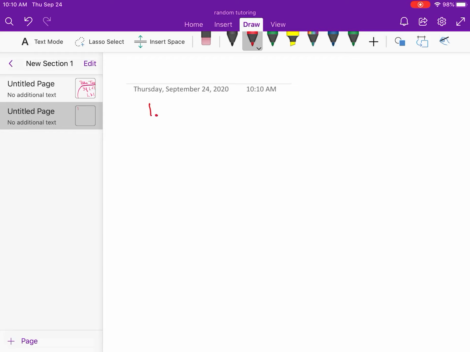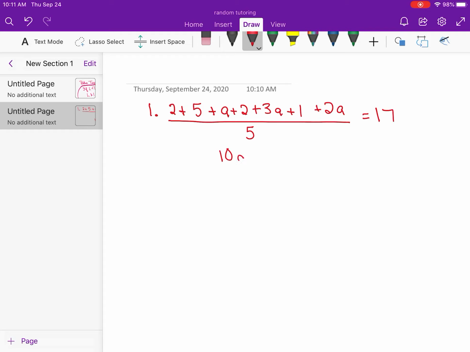The first question, and these weren't necessarily in the same order that you're going to have, was: find the mean of 2, 5, a plus 2, 3a plus 1, and 2a is 17. So you added all those up, 1, 2, 3, 4, 5 terms. Add them all up, set it equal to 17. Combine your like terms, 10 plus 6a equals 85, 6a equals 75, and a equals 12.5. All right, that's all you needed to do for that question.